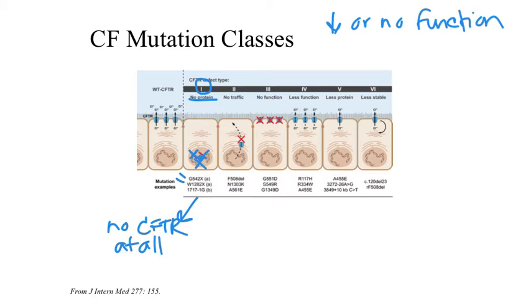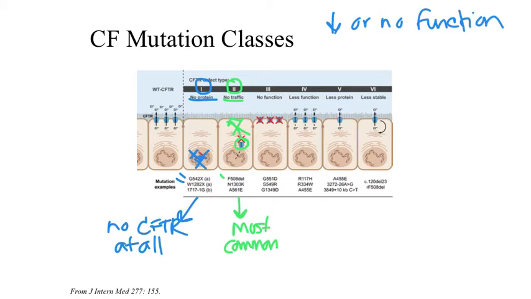The class 2 defect is a trafficking defect, and this actually tends to be the most common mutation type because this is where the F508 deletion mutant falls, among others. In the class 2 defect, CFTR protein is synthesized, but it is not properly trafficked to the apical membrane. It gets stuck in the endoplasmic reticulum and the Golgi and never makes it to the membrane to be functional.